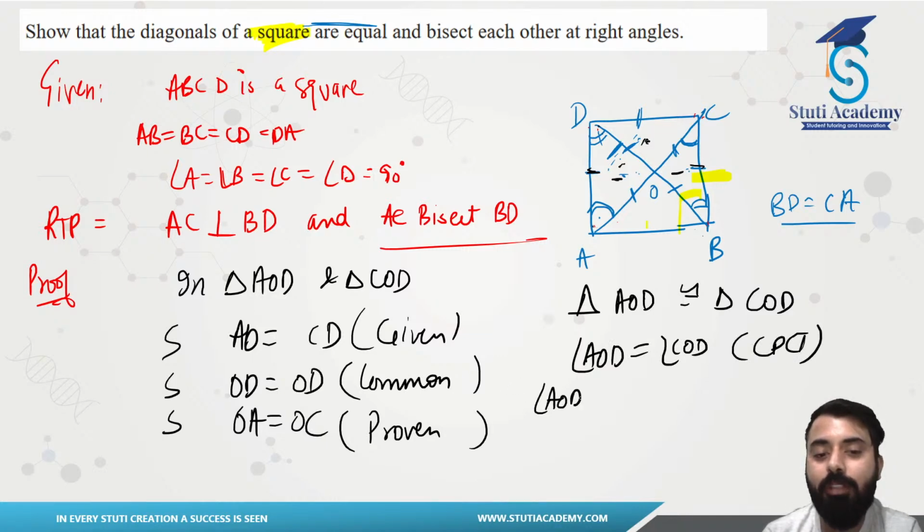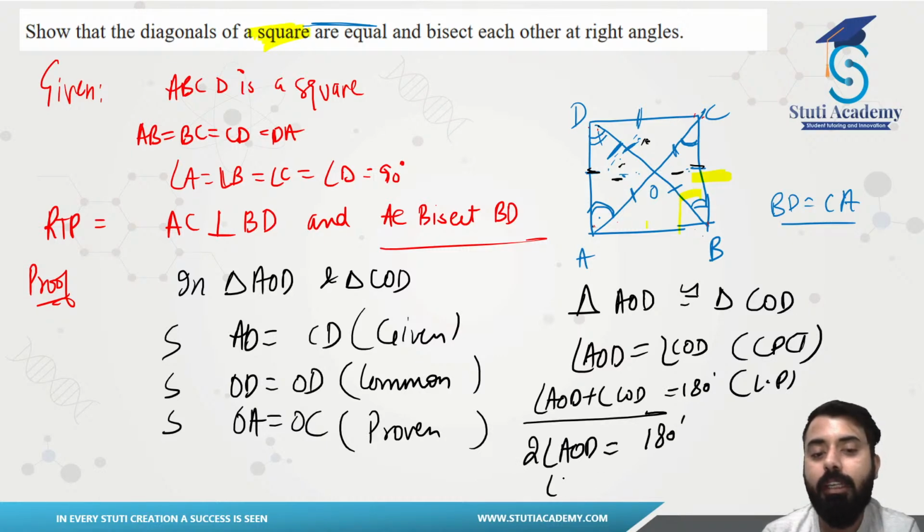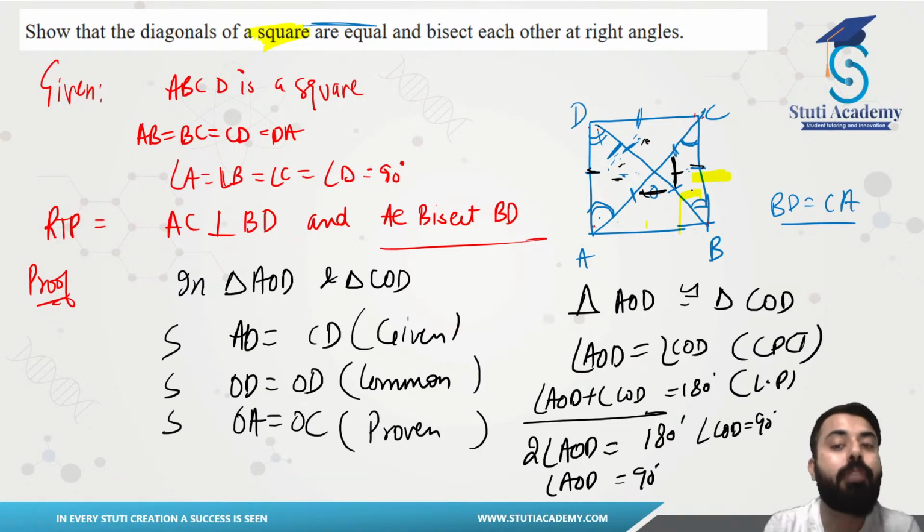So angle AOD plus angle COD equals 180, linear pair. Since both of the triangles are same, you can say twice of angle AOD equals 180. Angle AOD is 90. If AOD is 90, angle COD is 90. Vertically opposite, COB will be 90. Vertically opposite, AOB will be 90. So diagonals are equal. They are bisecting each other at right angles. So we have just proven that part.